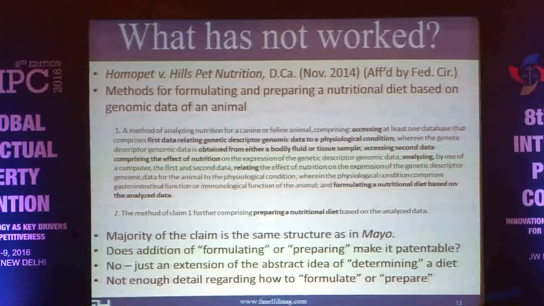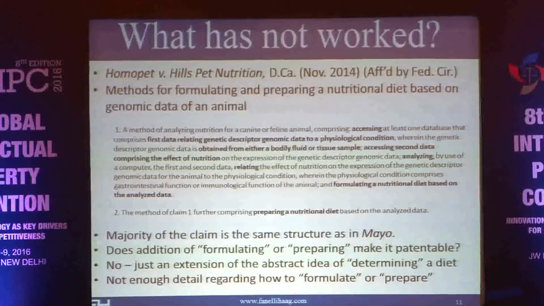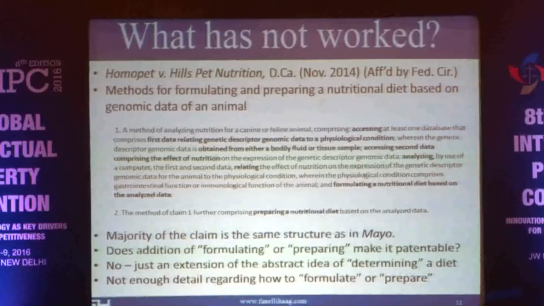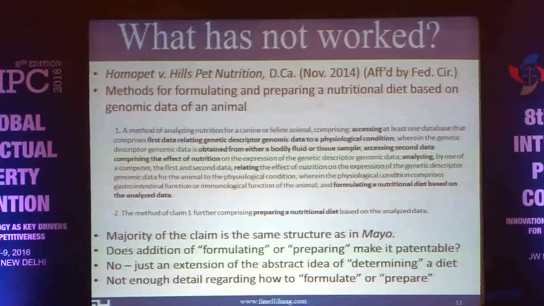That data is from information gained from a bodily fluid, a tissue. You're taking some additional information with regard to genetic information. You're analyzing, you're relating it, and based on that, now you're doing maybe a little bit more, maybe again, an additional step. You're formulating a nutritional diet based on that data, and in a dependent claim, you're actually preparing a diet. Unfortunately, this wasn't quite enough, but I think we're getting closer.